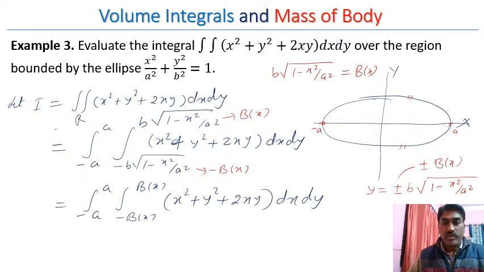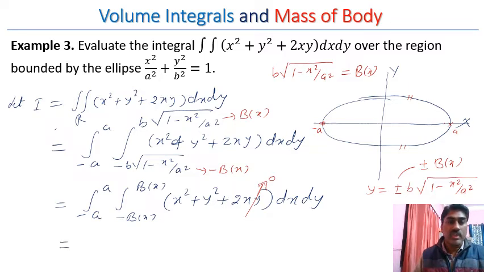And we know that the variable limit stands for y, so we will integrate y first. Because the third term has y in the first power, it is an odd function, so the integral from minus b to b of y becomes 0. You know that if f(x) is an odd function, then the integral from minus a to a of f(x) is equal to 0.